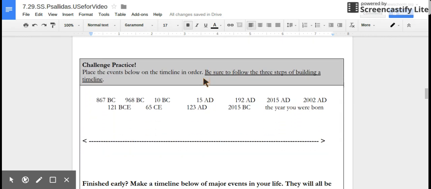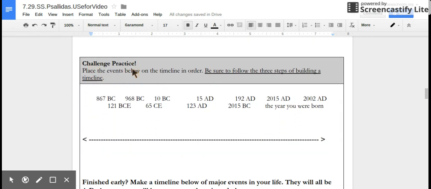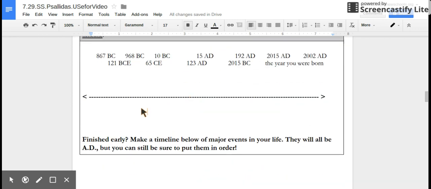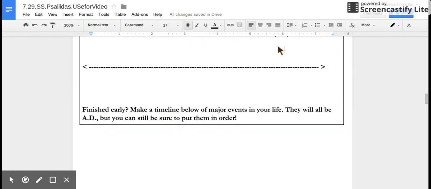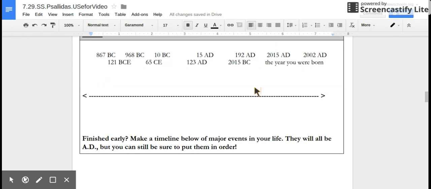If you are done with that, try this challenge practice. Label the events below on the timeline in order. Be sure to follow the 3 steps of building a timeline. So right now, you should make sure you're adding step 1, then you do step 2, and then try and add all of these things. Pause the video until you are done.